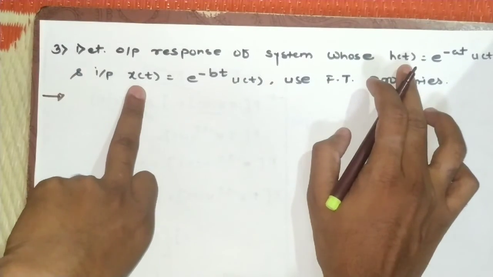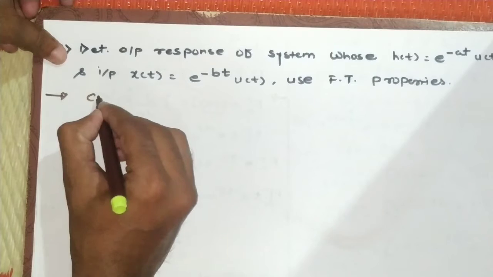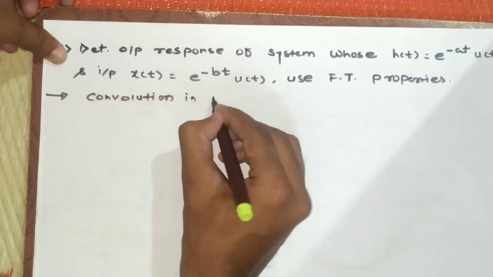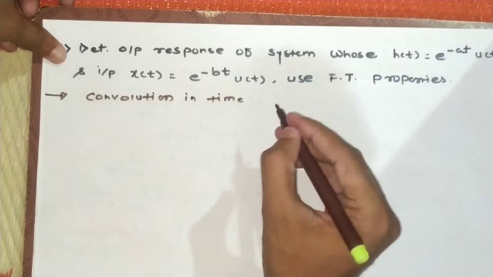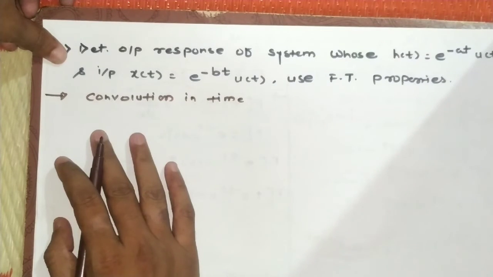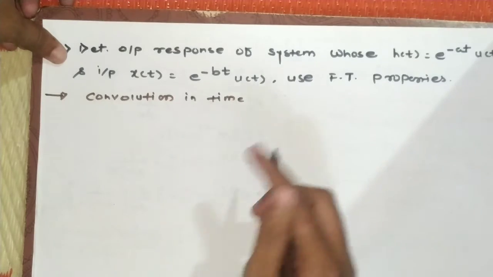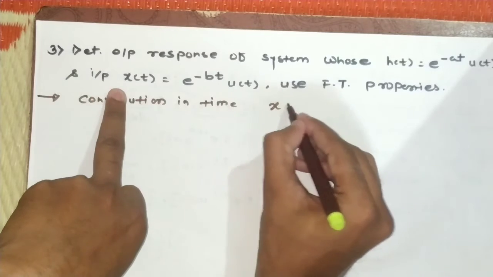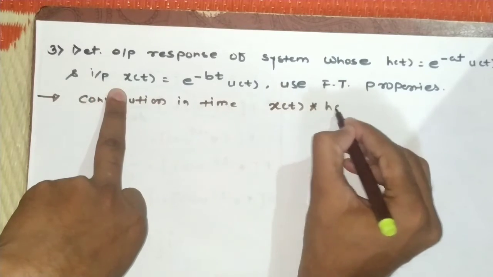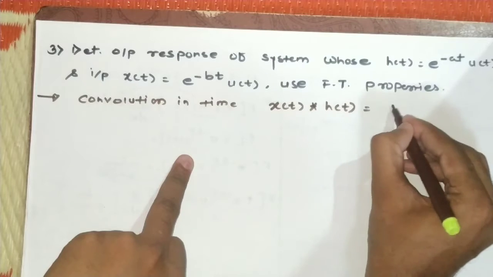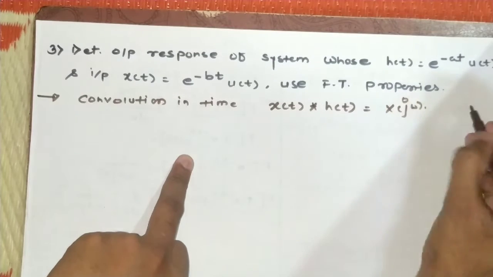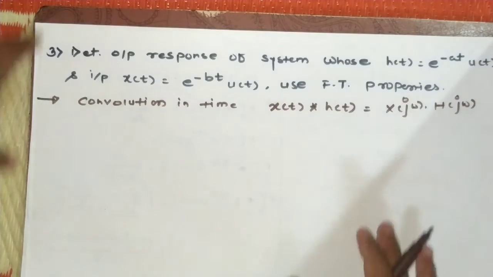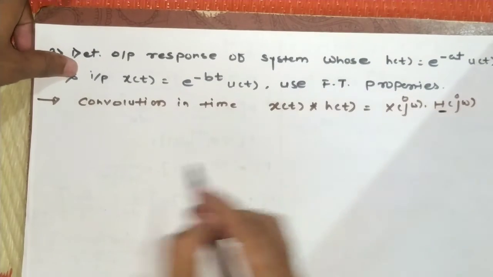Now if it is an input and output, we have one property called the convolution property, that is, convolution in the time domain simply says convolution in time is equal to multiplication in the frequency domain. I can write, if I multiply these two signals with each other, that is x of t convolved with h of t, it will be equal to x of j omega into h of j omega.